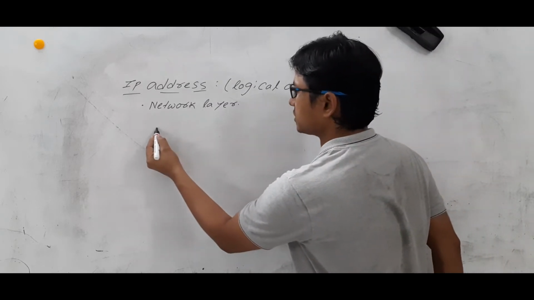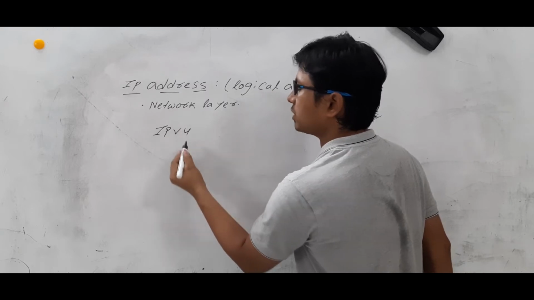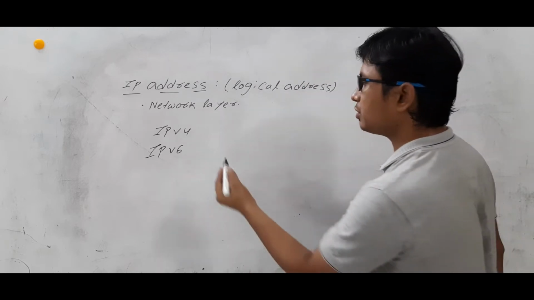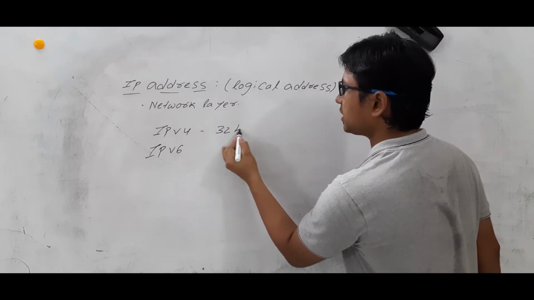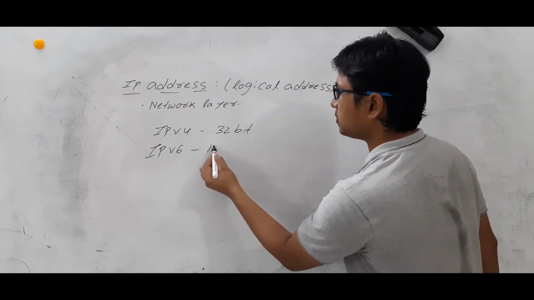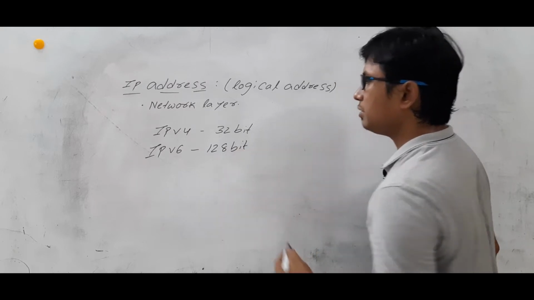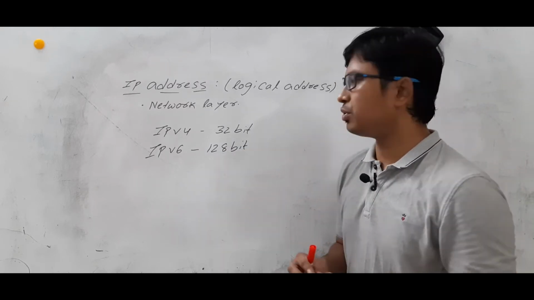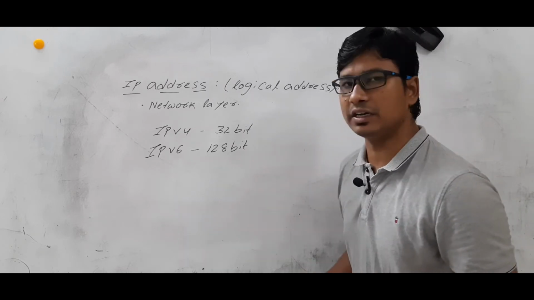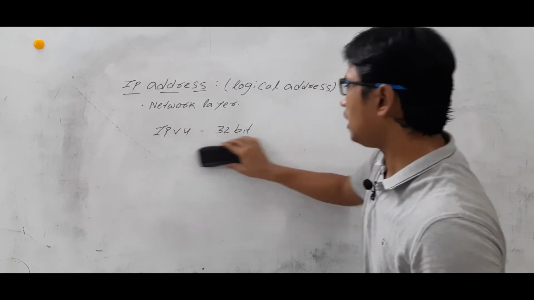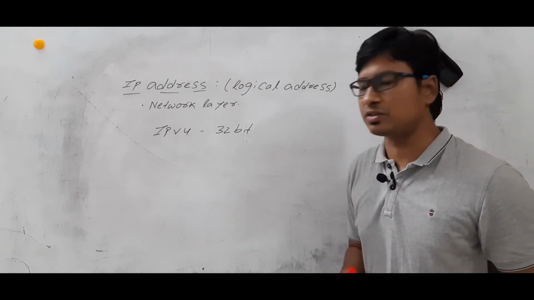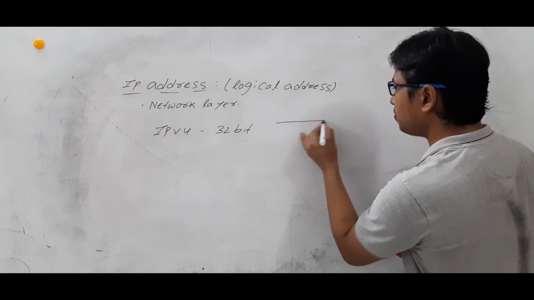Now it has two versions, as I said earlier. We have IP version 4 and IP version 6. IP version 4 has a 32-bit IP address and IP version 6 has a 128-bit address. In this series I will discuss IP version 4, and in the coming videos I will discuss IP version 6 in detail. Now you can ask me, sir, IP version 4 has 32 bits, what does it consist of? It consists of basically two parts.